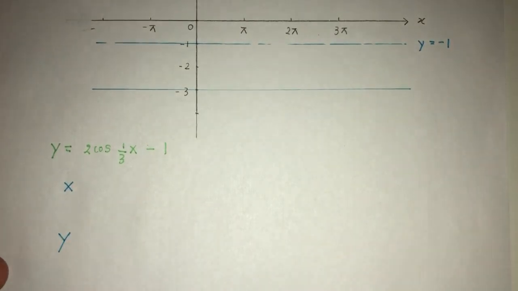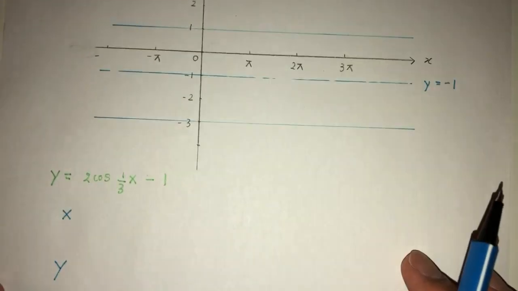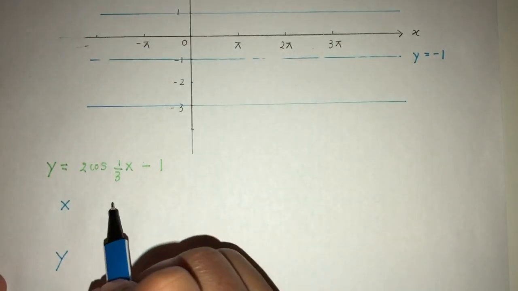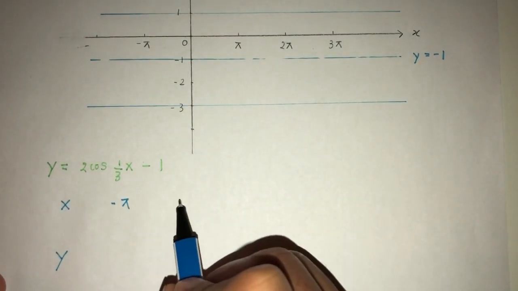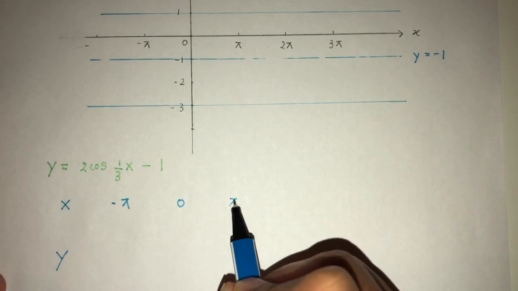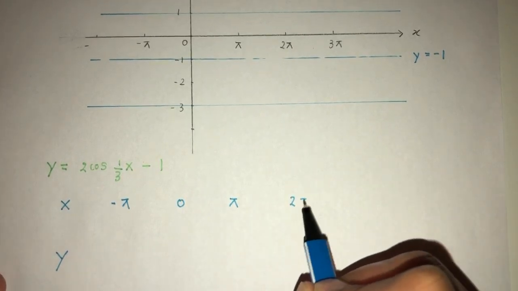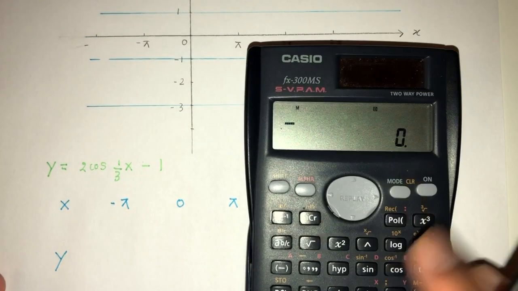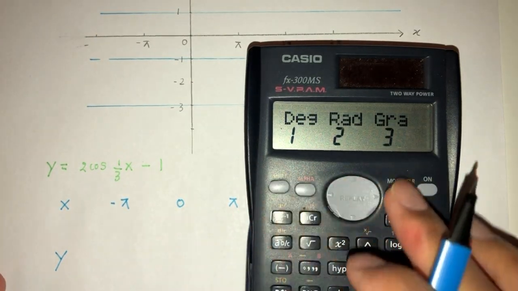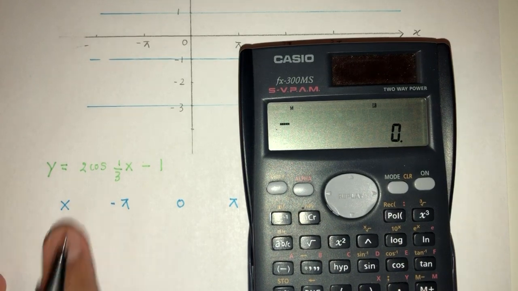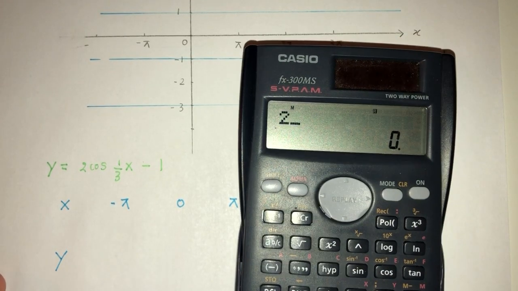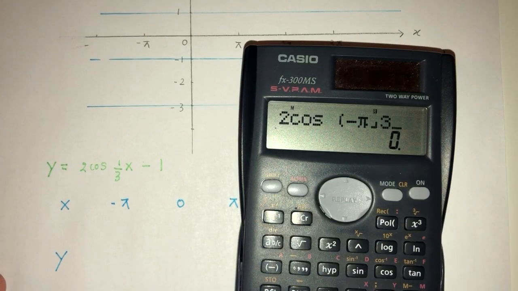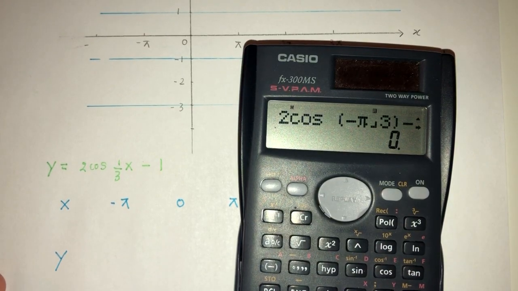So we can use that if you want to. Yeah, let's try. Why not? Let's make it easy for you. Let's try to use these values and see what happens, right? First value is minus pi. Then we have 0. Then we have pi, 2 pi, and 3 pi. Just to see what happens. So change your calculator to radians. First point is minus pi, so 2 cos minus pi over 3 minus 1. That will be 0.